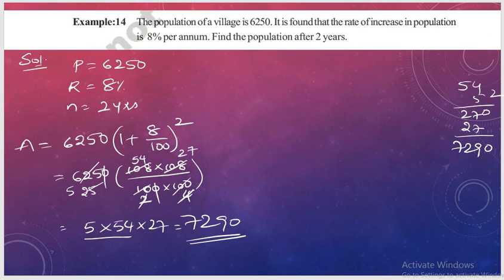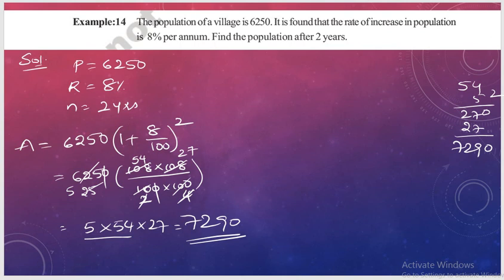7290 is the population of that village after 2 years, right? So likewise we can find out. Here simplification is very important. The calculation part is very important. Whatever the things that we are substituting, that is easy, but the most important part is your calculations. In our previous videos also, I have left some calculations for you to do, right? Those calculations you can do, because it completely needs the concept of multiplication, right?